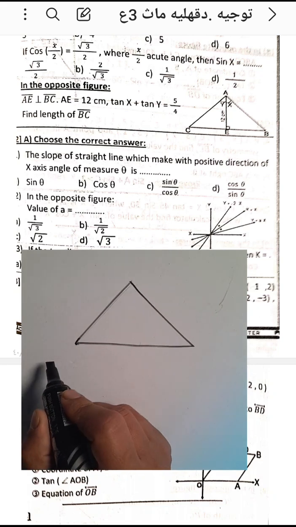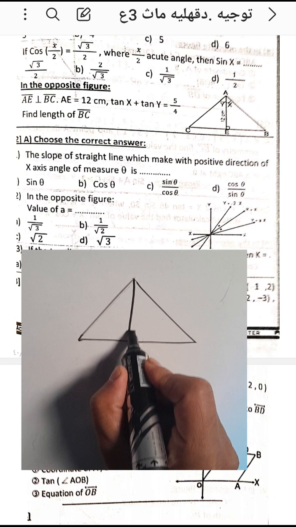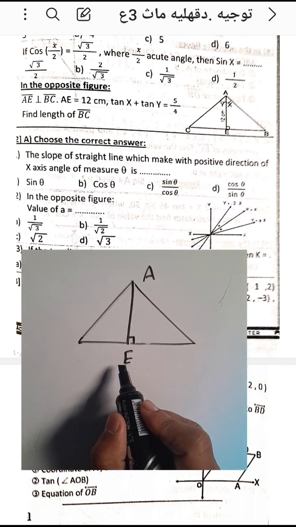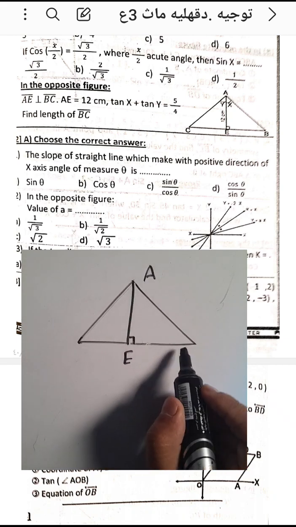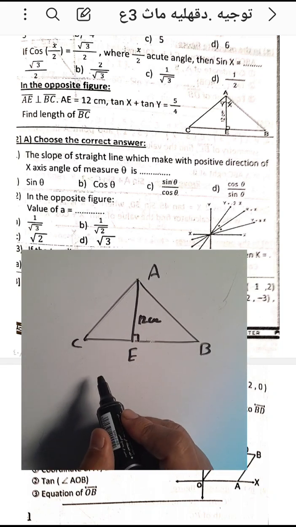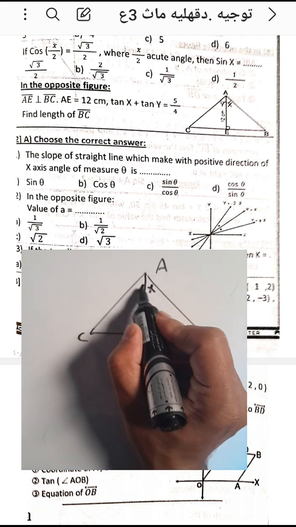Next question. We have a right angle triangle, with AE perpendicular to BC and AE equal to 12 centimeters. This side is 12 centimeters. And we have here angle X and angle Y.